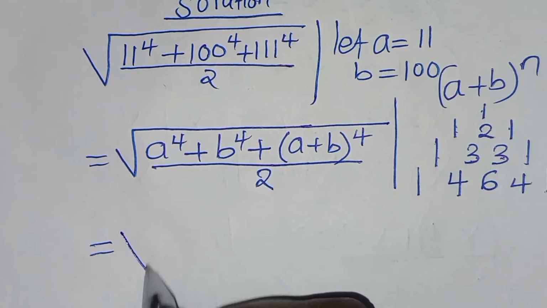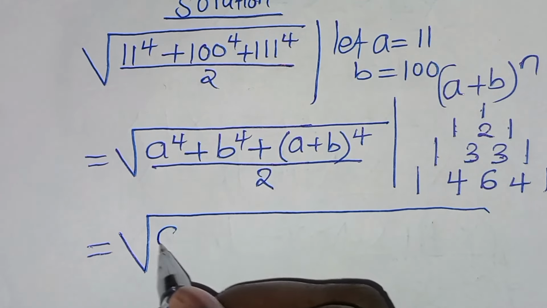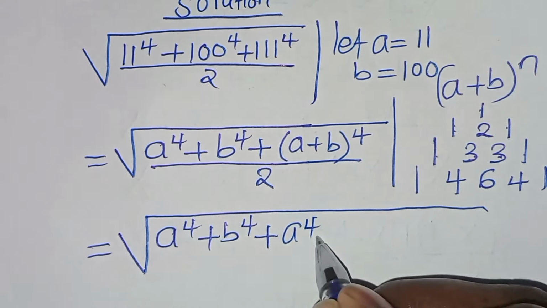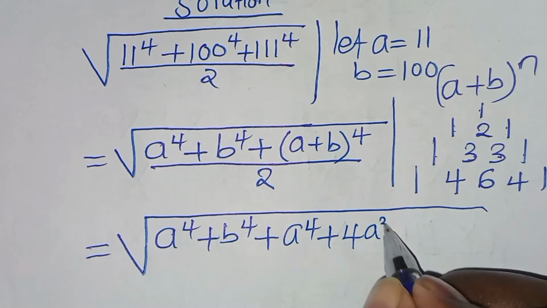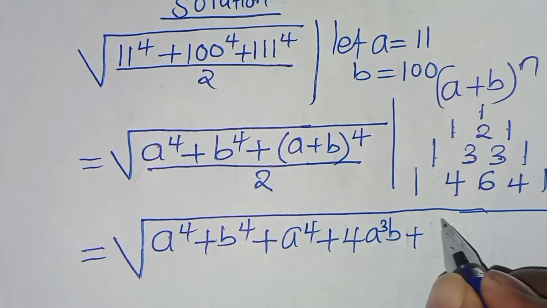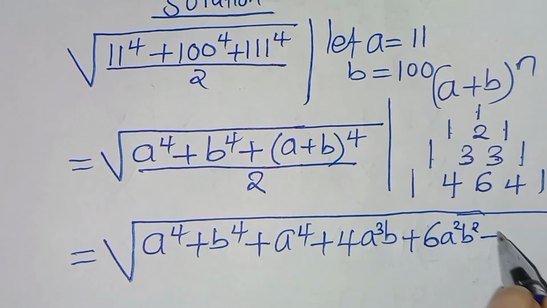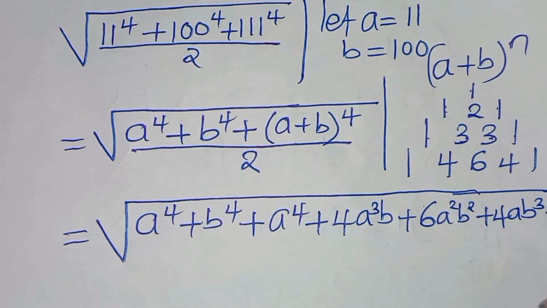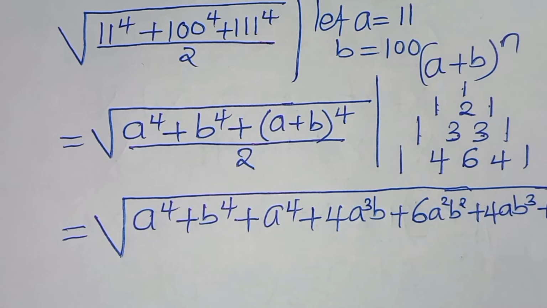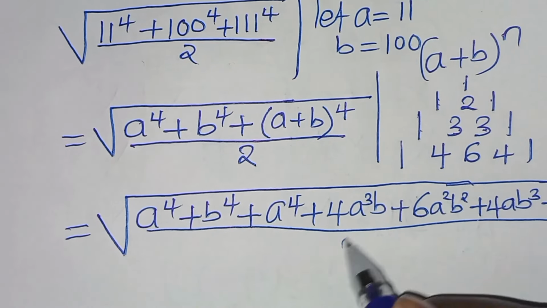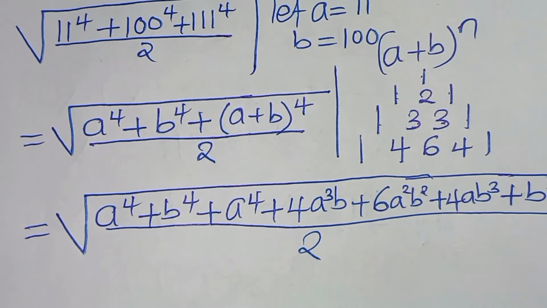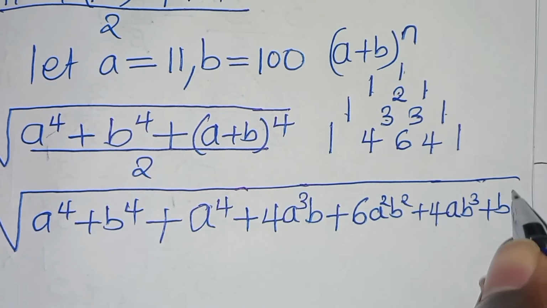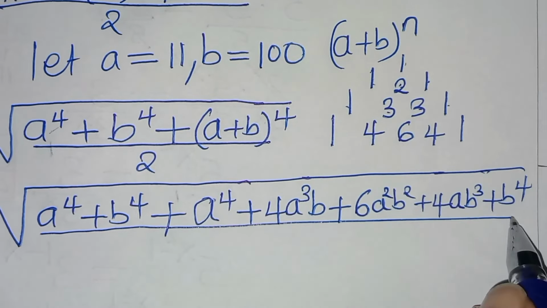Therefore, we have the square root of A to the power 4 plus B to the power 4, then plus A to the power 4 plus 4A cubed B, plus 6A squared B squared, plus 4AB cubed, plus B to the power 4, everything divided by 2. So let's proceed.